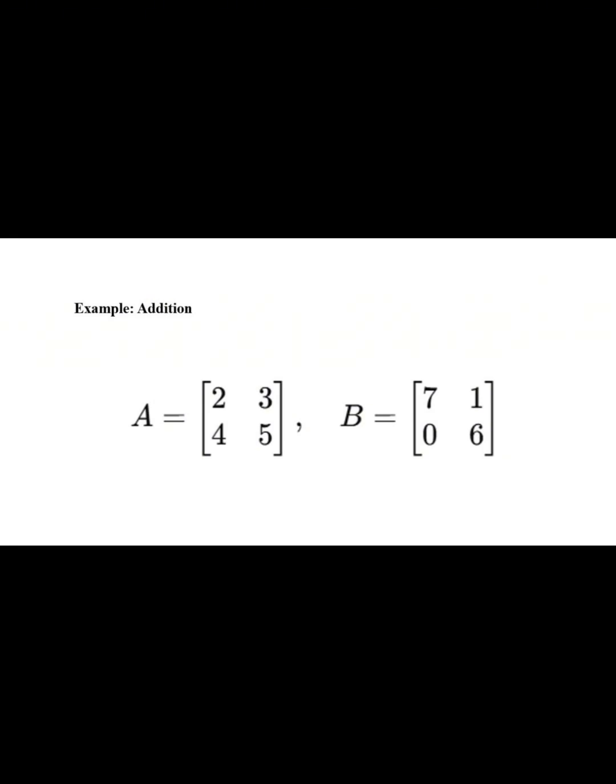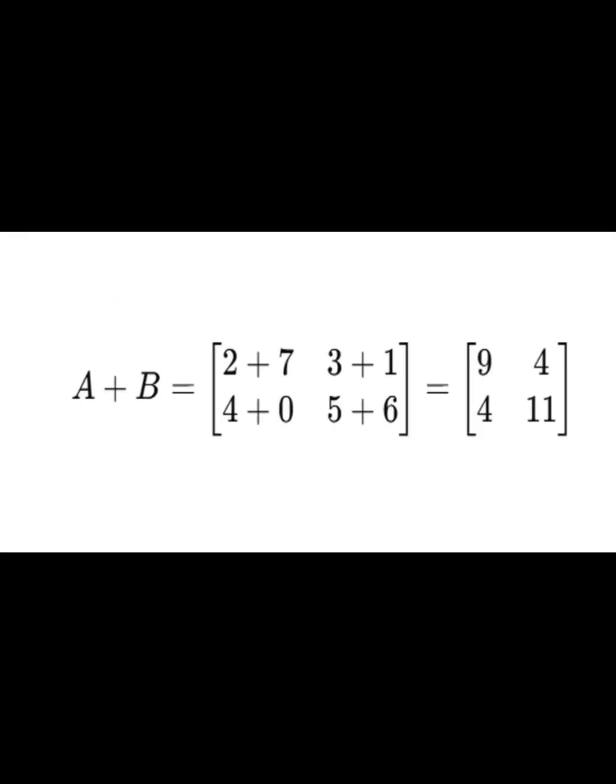We're going to continue to look at the top right. For matrix A, we have 3, and top right for matrix B, we have 1. 3 plus 1 is 4. And looking at the bottom left, we have 4 and 0. 4 plus 0 is 4. And also bottom right, we have 5 and 6, so 5 plus 6 is 11. This is how the calculation is going to look, and that's it.